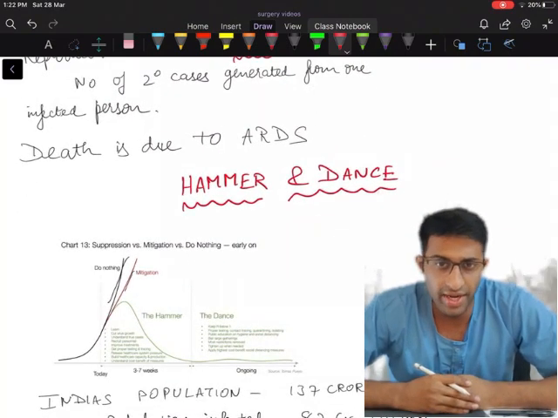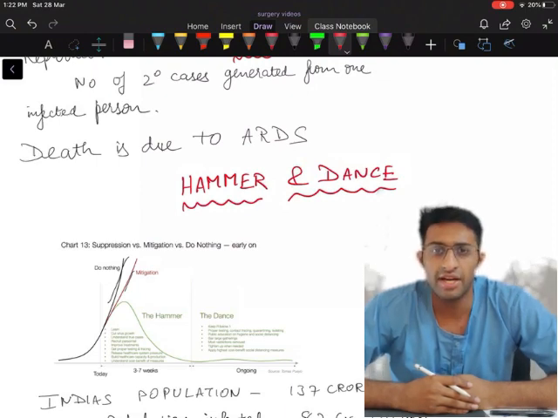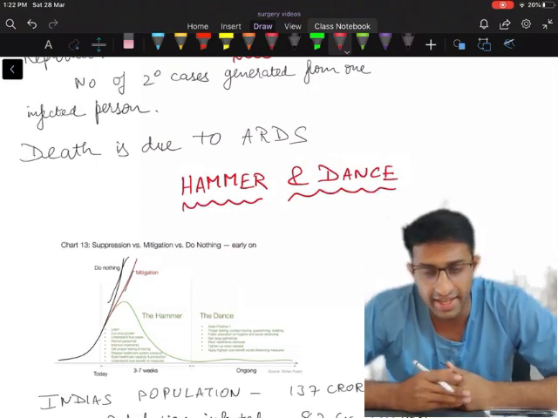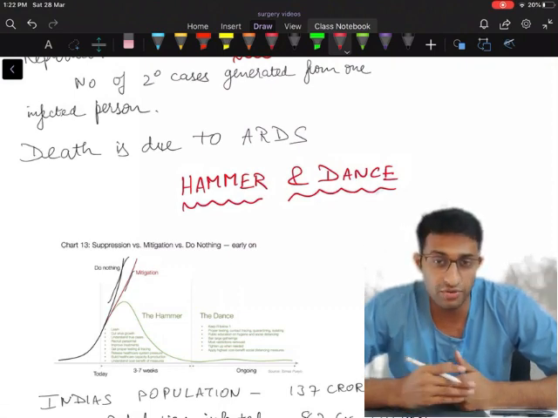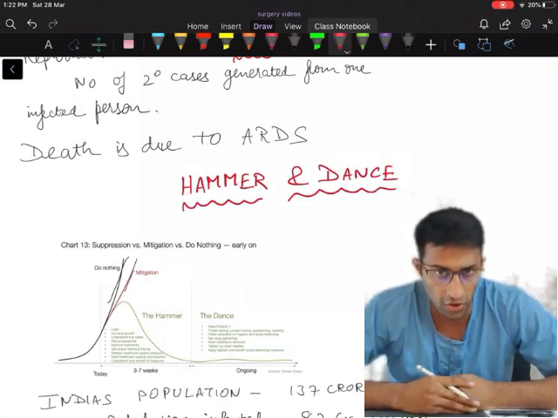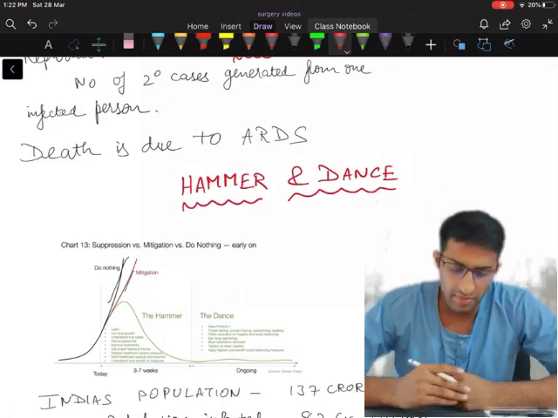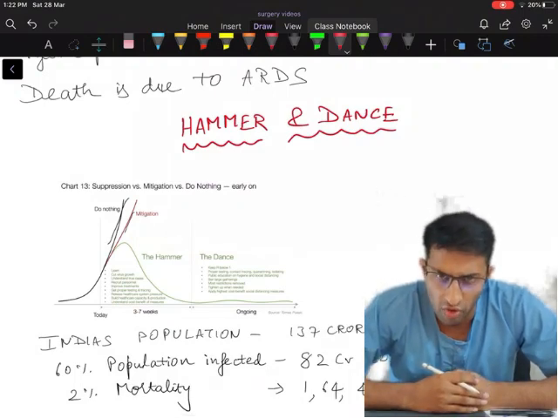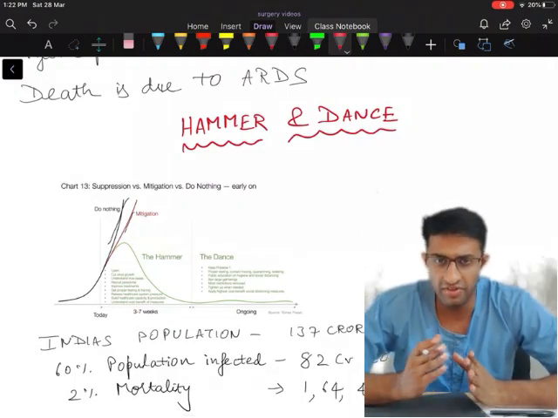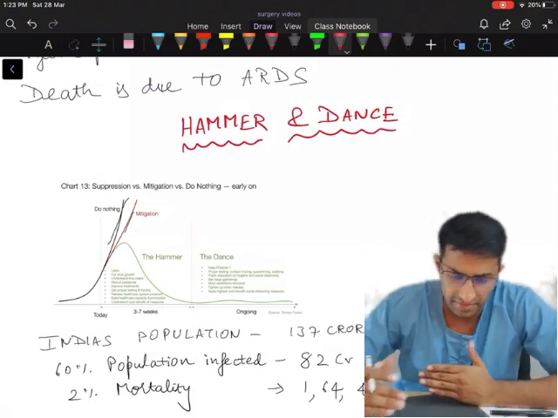Now, the concept of the 21-day lockdown. Narendra Modi said that the Mahabharata got over in 18 days, but for COVID-19 you need at least 21 days of lockdown. So what is the significance of this 21-day lockdown? For this, I'll be explaining the hammer and dance theory. In COVID-19, there are 2 phases of the virus. When it enters a country, there is a hammer phase and a dance phase.